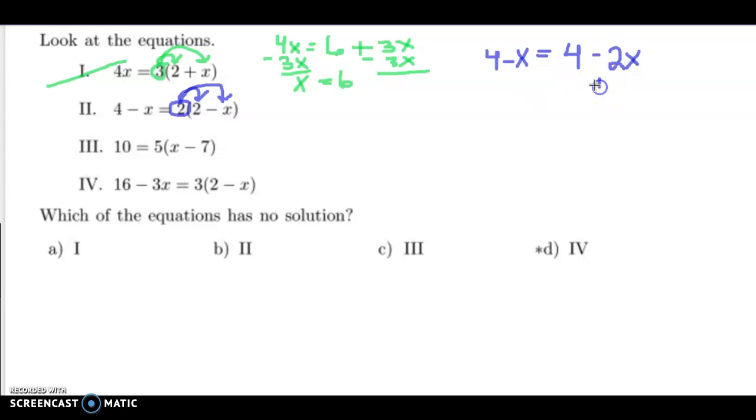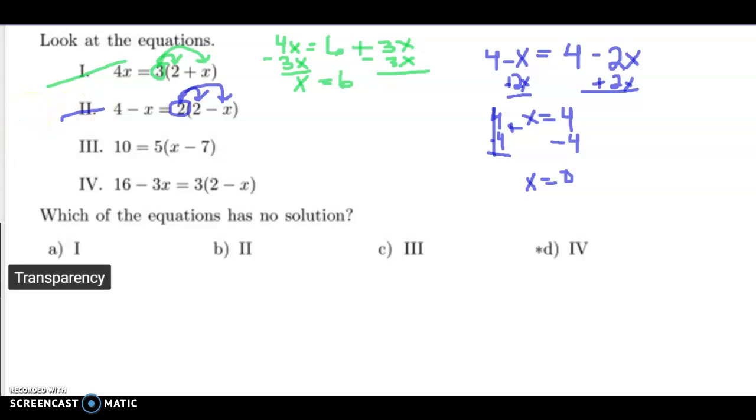I'm going to go ahead and add 2x to both sides to get all my variables on the left. Sorry about my voice, I'm losing it. And I get 4 plus x equals 4. Subtract 4 on both sides. I get the 0 out. I'm left with x equals 0. Well, that's one solution, the solution of 0, so it can't be number 2. I'm looking for one that has no solution.